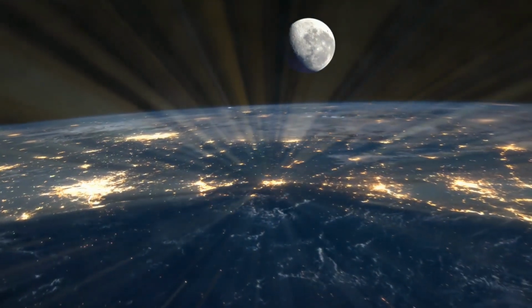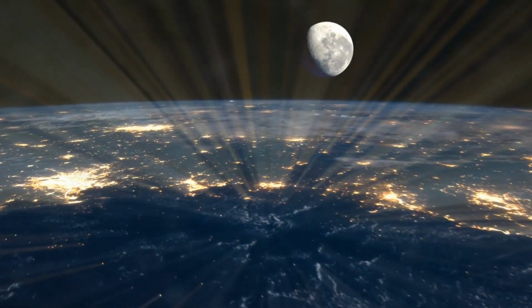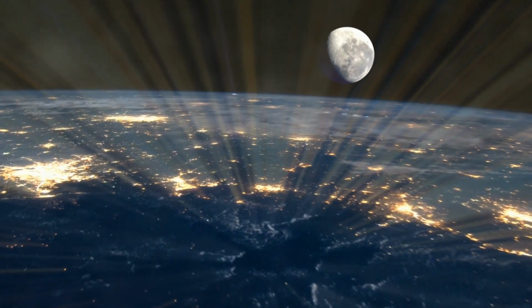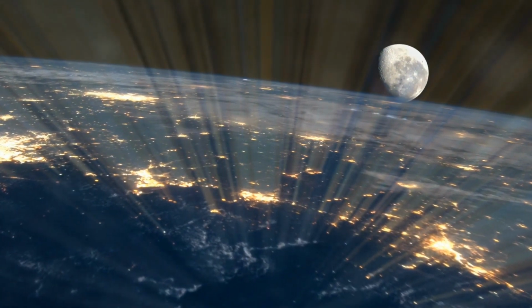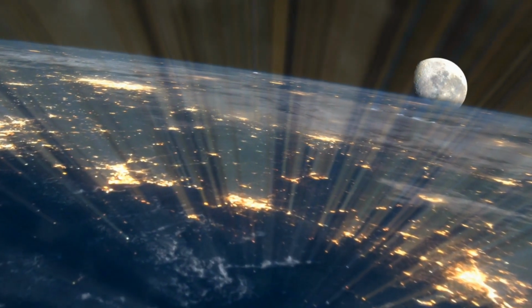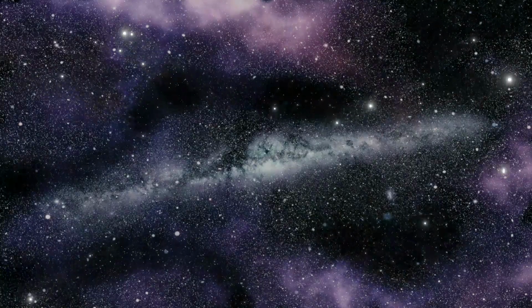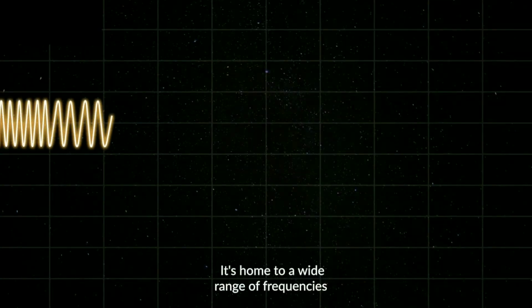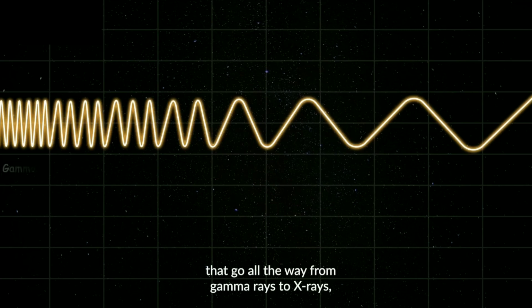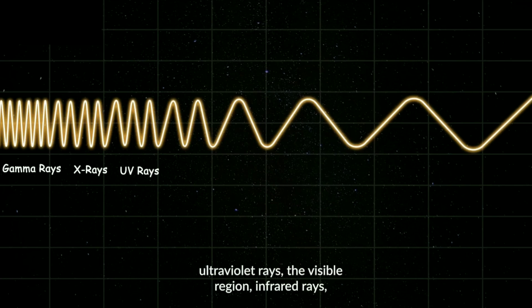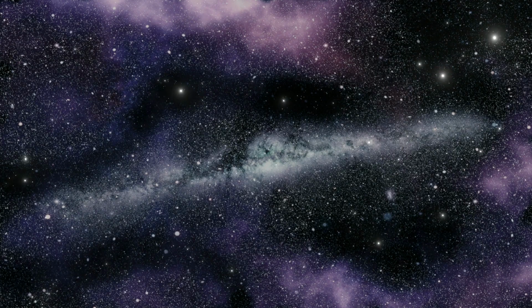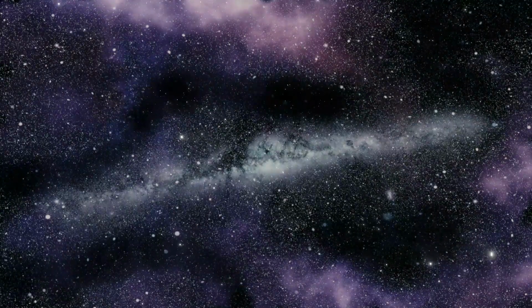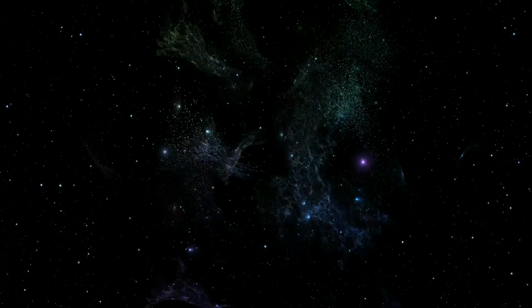When you go to a place away from city lights and look up at the dark skies, you see stars, planets, a few galaxies, nebula, and most importantly, the Milky Way. But the universe is not limited to what we see with naked eyes. It's home to a wide range of frequencies that go all the way from gamma rays to X-rays, ultraviolet rays, the visible region, infrared rays, microwaves, and finally radio waves. Our eyes are limited to a very narrow part of the spectrum.